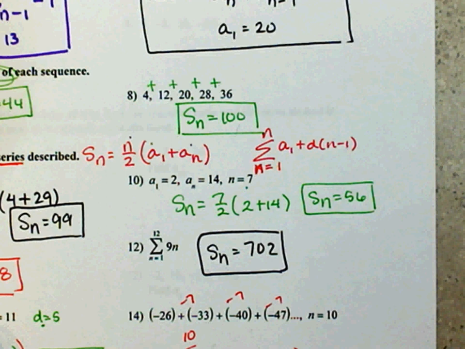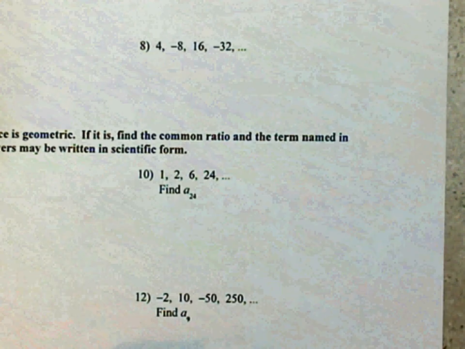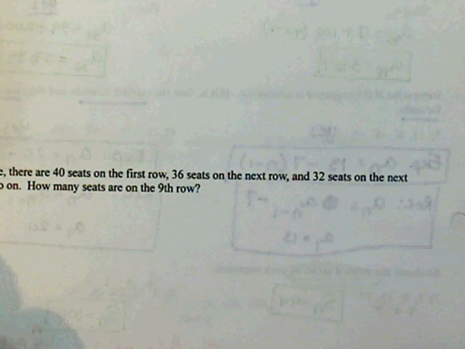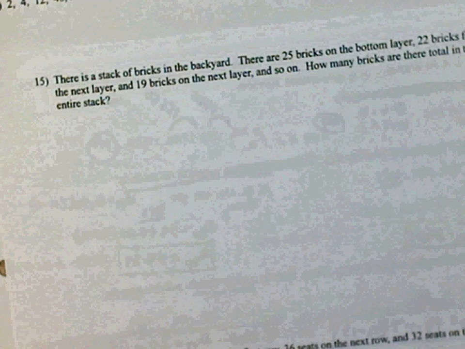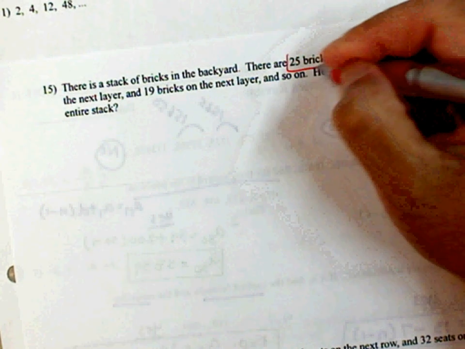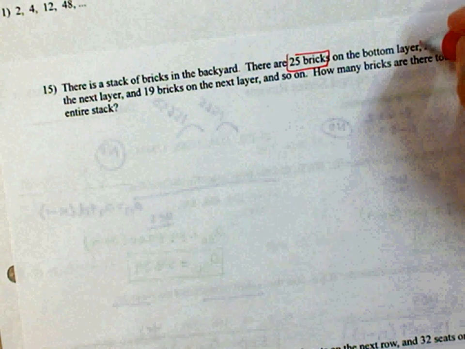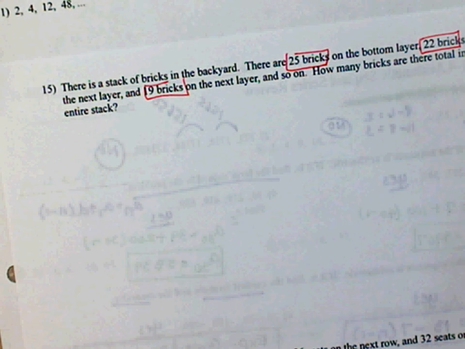All right. Let's go ahead and look at the back page. Here we go. Now, I would circle some things to help me. I would probably label some things to help me if I were you. There's a stack of bricks in the backyard. There are 25 bricks on the bottom layer, 22 bricks on the next layer, and 19 bricks on the next layer. How many bricks are there in total?